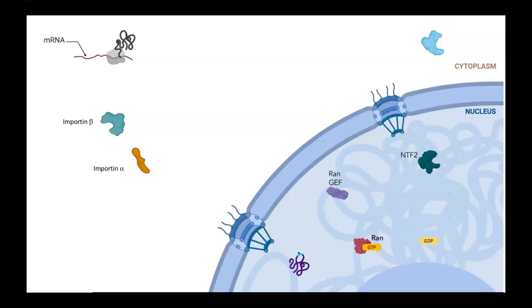Let me point out a few more things before closing out this video. The first is that we see in cells that there's a high level of RAN GTP in the nucleus and a high level of RAN GDP in the cytoplasm. This has to do with the relative concentrations of the RAN-GEF in the nucleus and the RAN-GAP in the cytoplasm.